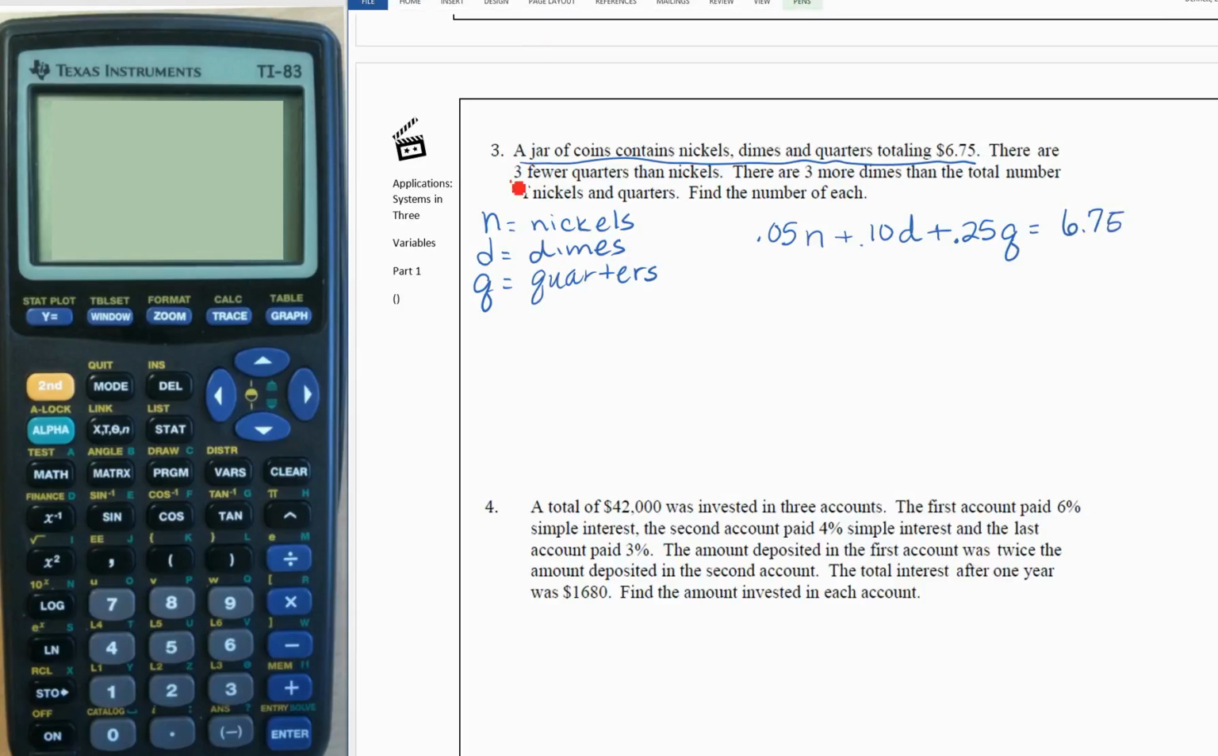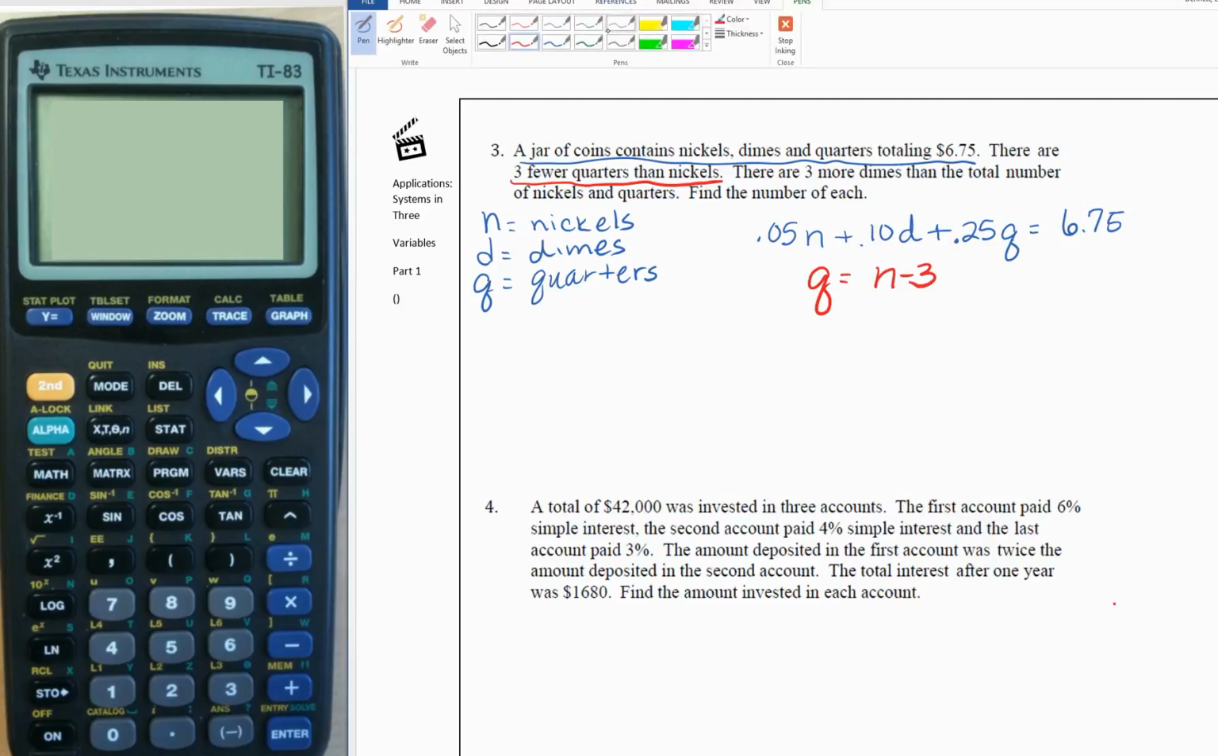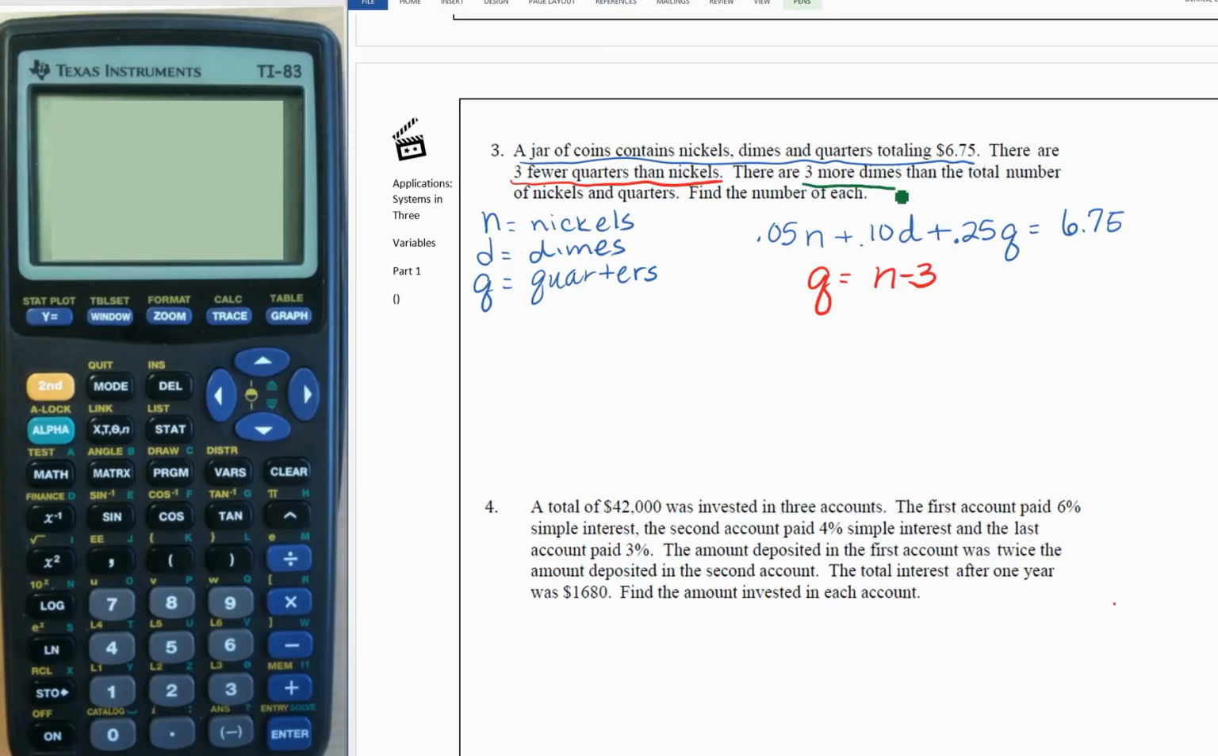Okay, now let's take the next line. It says there are 3 fewer quarters than nickels. So we know that the quarters are the nickels minus 3, meaning if we take the nickels and take 3 away, then we get the number of quarters. Okay, and let's look at the last line. It says there are 3 more dimes than the total number of nickels and quarters. So dimes are 3 plus the total number of nickels and quarters.